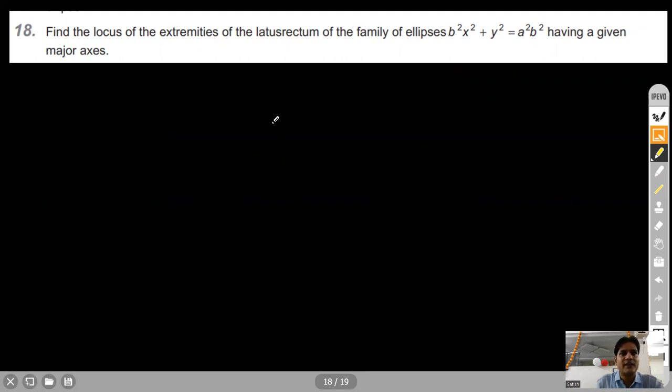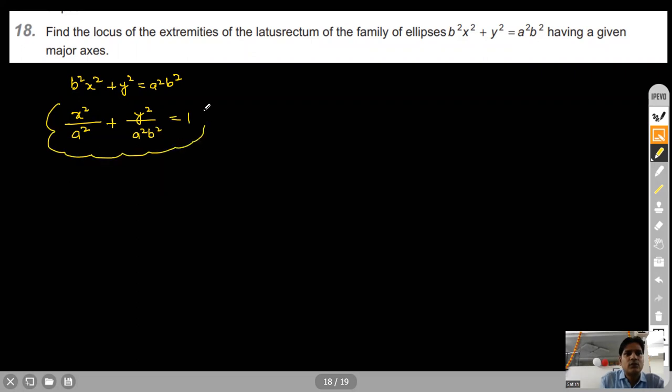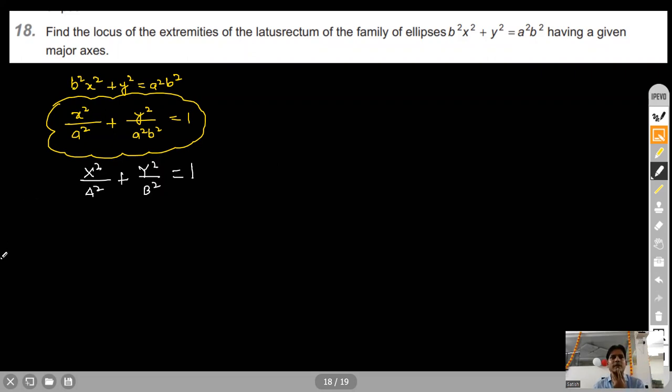So question number 18. It is saying find the locus of the extremities of the latus rectum of the family of ellipses. So family of ellipses is given as b square x square plus y square is equal to a square into b square. So let me divide it by a square b square throughout. We will get x square upon a square, right? B square will get cancelled out, plus y square upon a square b square is equal to 1. So this is what we got. So if you compare it with our standard ellipse, x square upon a square plus y square upon b square is equal to 1. Now, what is asked?